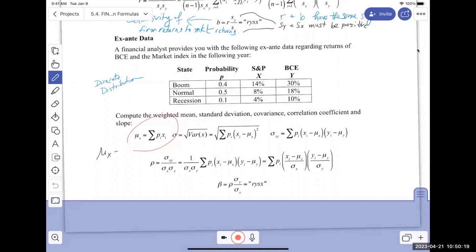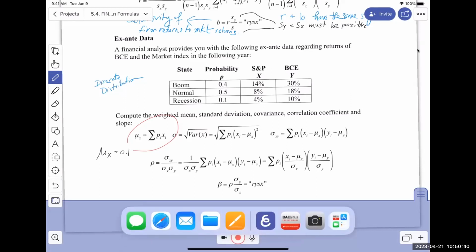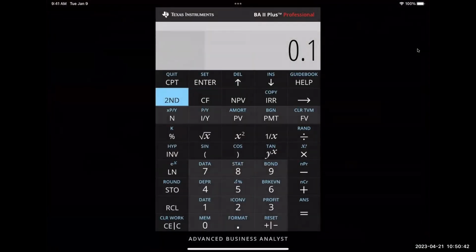So mu x, yes, 0.1. Now do the y. So second data, second clear work. Okay, so then the weighted mean for y. Make sure you make notes. You're going to forget what we did because there's too many things happening at the same time.